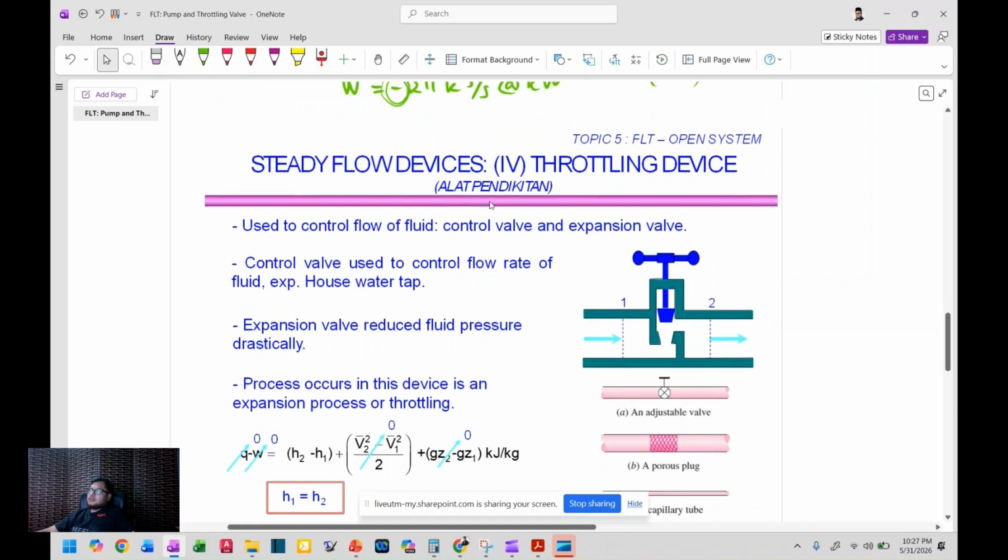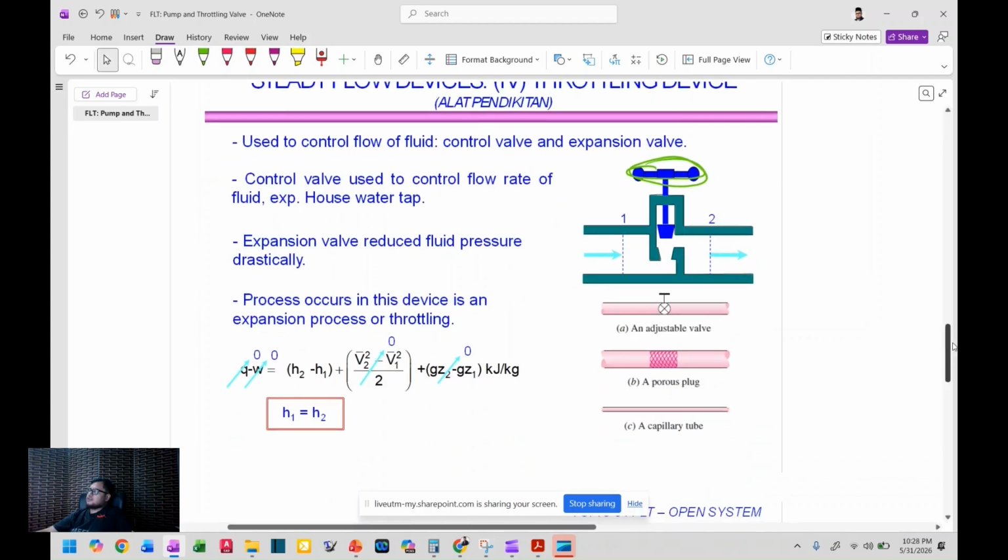What's a throttling device? It's a device that's used to control the flow rate of a fluid. So you can have it fast, or you can have the fluid moving slow, just by adjusting this valve. And then an expansion valve reduces fluid pressure drastically.